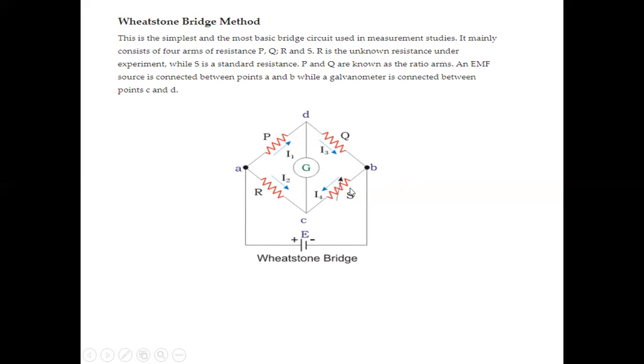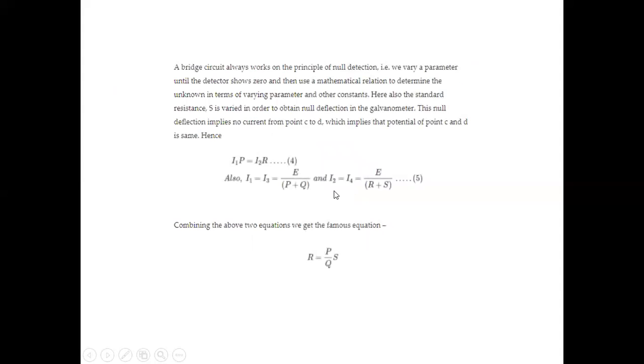And I2 is equal to I4, which is the potential difference across points A and B, that is E upon R plus S. This is equation 4 and this is equation 5.